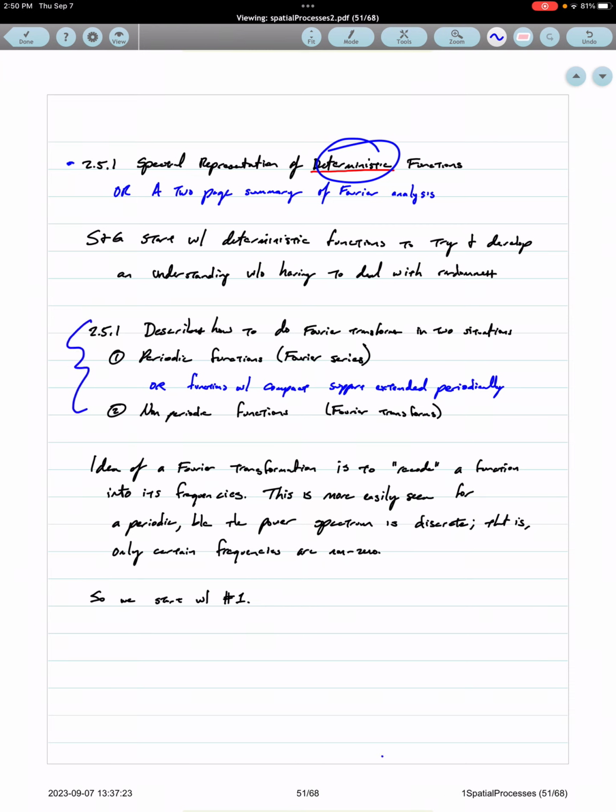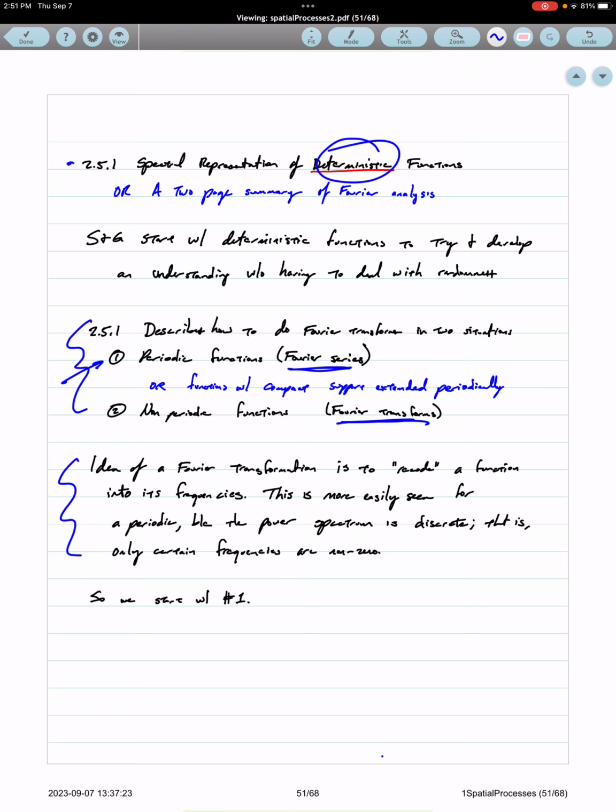We're going to do this in the deterministic piece in two steps. As I said earlier, Fourier transformation talks about decomposing a function down to its frequencies. And so that's most easily seen if you start with a periodic function. In that case, the Fourier analysis is actually a Fourier series. And then we'll extend these ideas to a Fourier transform, which is applied to non-periodic functions.